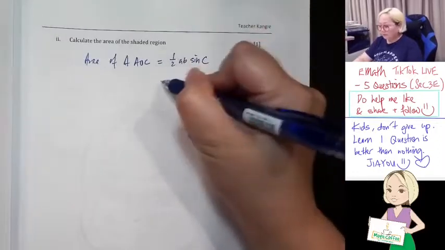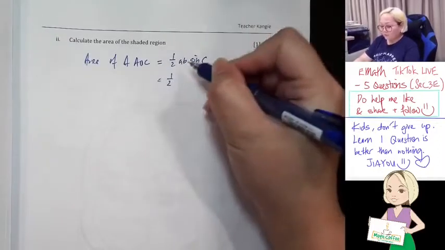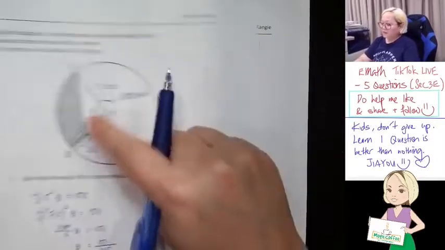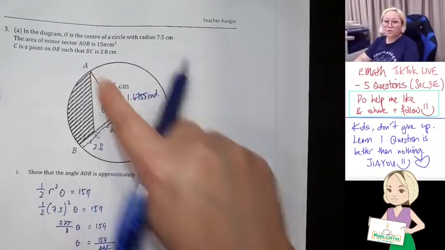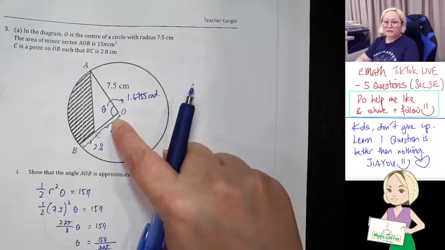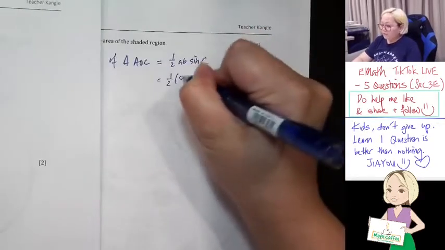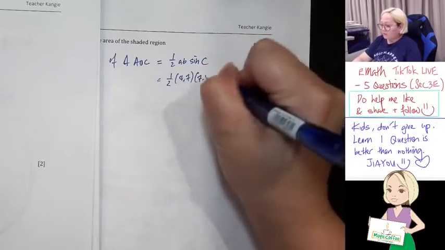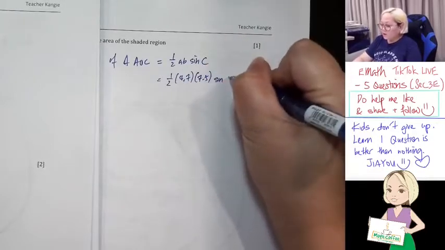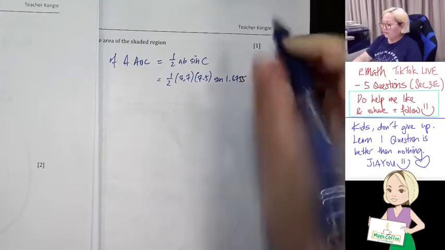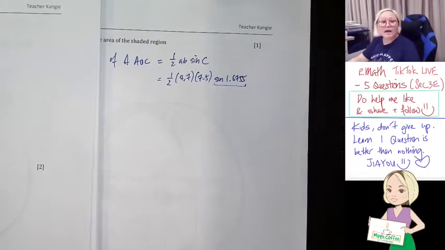After that, half AB sine C, the angle I have is this theta. The two lines that make your angle are the two lengths that I want. So it's half times 4.7 times 7.5 times sine 1.6755. See, here involves trigo, right?